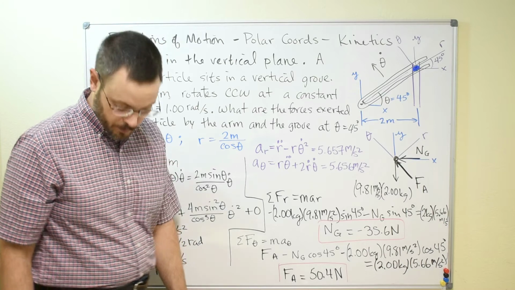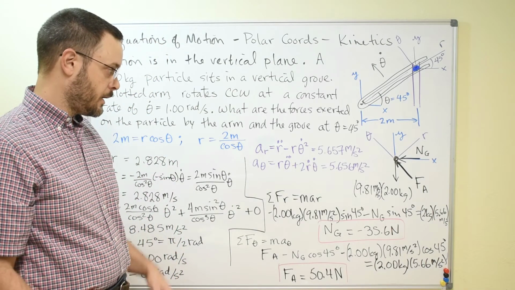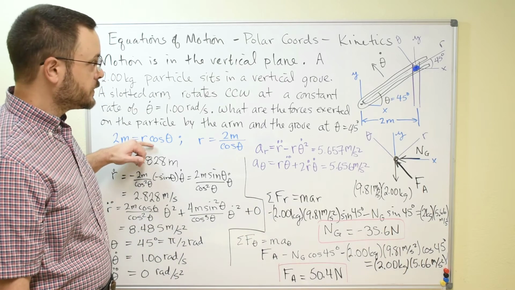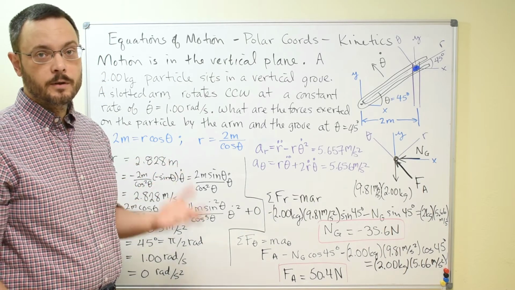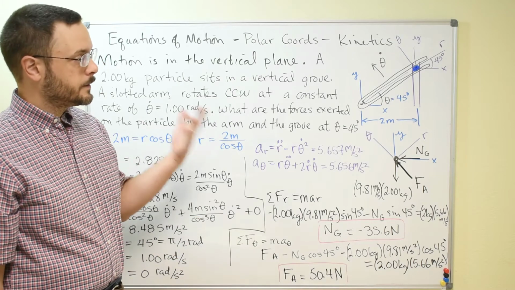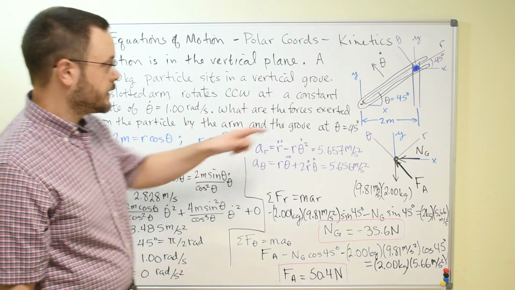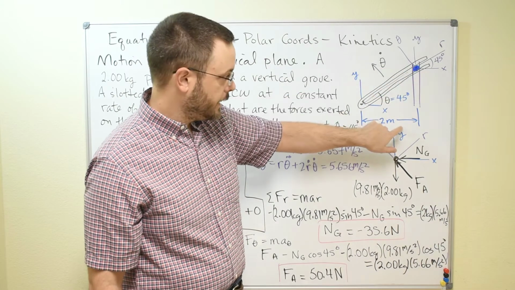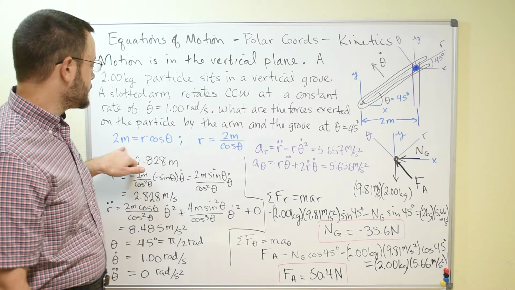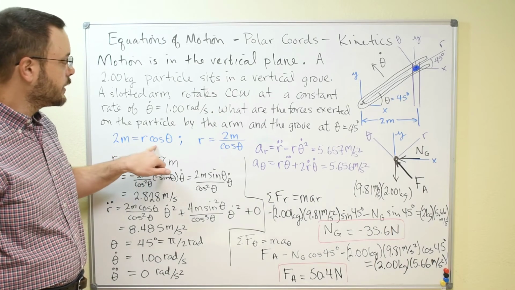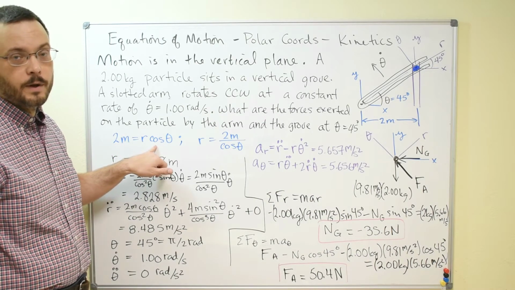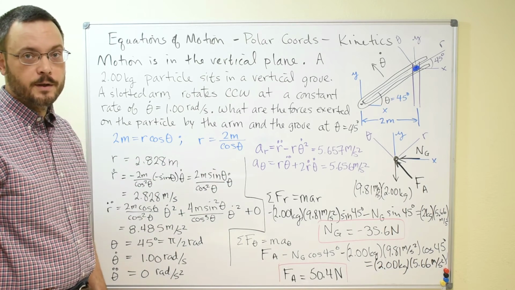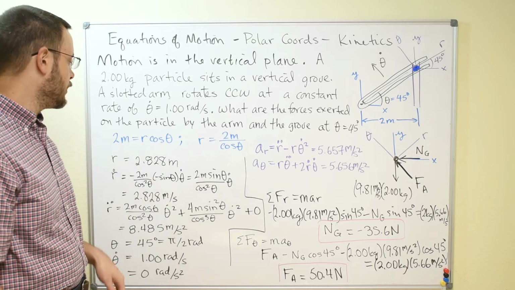Now we just have to go through and figure out how we can get the values before we start doing sum of forces. So the first thing that we notice in this one, we didn't even get an equation for R. So let's go back to the geometry and say, okay, if this is R between the origin and the particle, and this is 2 meters, then we could say 2 meters is equal to R cosine of theta. Then we could rearrange that so that we get R is equal to 2 meters over cosine of theta. So there's our equation for R.